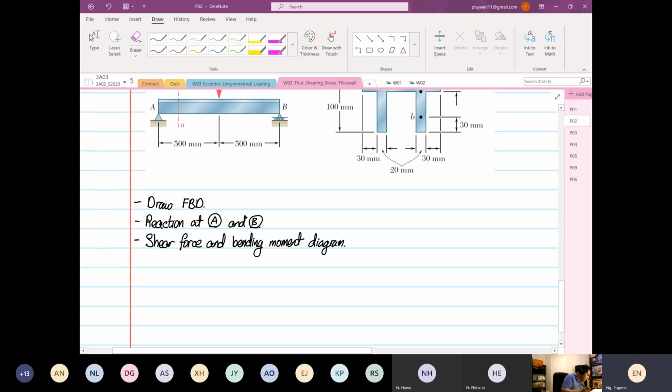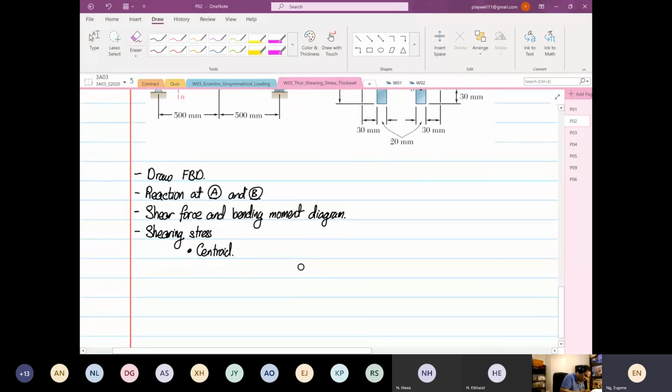Then from here, we are going to look into the shearing stress. Again, in the shearing stress, we need to identify our centroid. We have to find our first moment of area, as a variable, as a function of y. Now this is the extra bit, okay? And I want us to derive the shearing stress distribution equation.